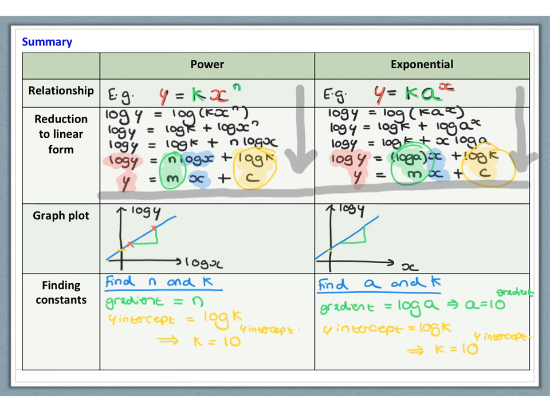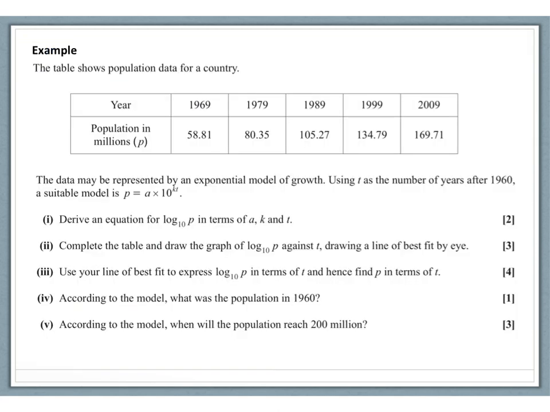Lastly, you've then got to be able to interpret your results for the gradient and the y-intercept, which then allows you to calculate these missing constants. Once you know what these are, you can numerically go back and substitute them into your power or your exponential equation, and this will give you the equation that you can use to model your data. Once you have that equation, you might then be asked to do various calculations with that equation. So this leads us nicely into an example.